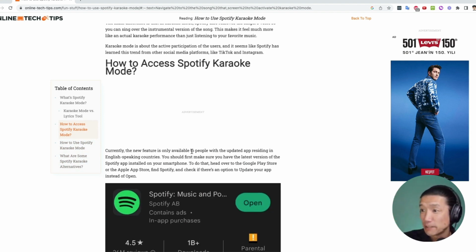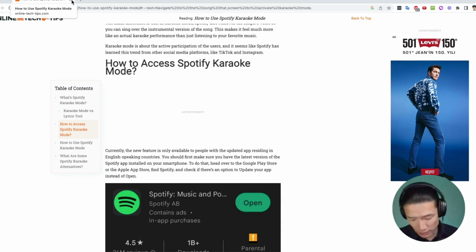It's only available to people in the updated app residing in English-speaking countries. Sorry. I guess they'll do it later. Don't worry. They'll add it to Turkey, to everywhere. Everything comes out in English-speaking countries. That's why you learn English.